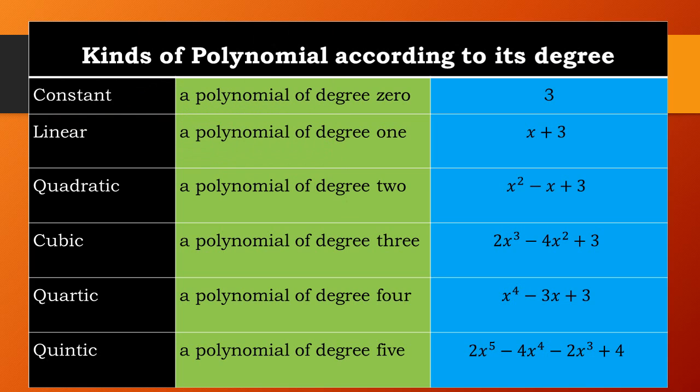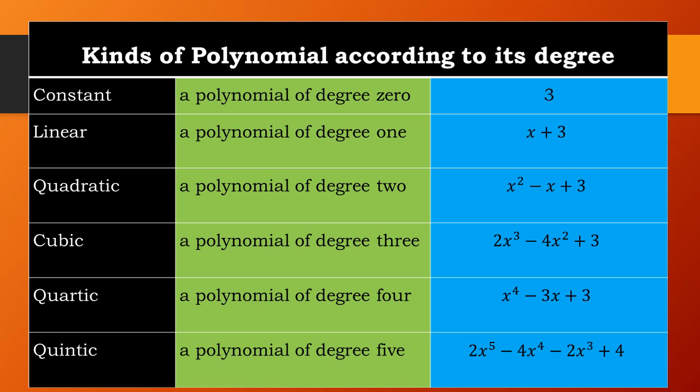Here are the kinds of polynomial according to its degree. We have the constant, a polynomial with the degree of 0. The example is 3. We have linear, a polynomial of degree 1, like x plus 3. Quadratic, a polynomial of degree 2, like x squared minus x plus 3.